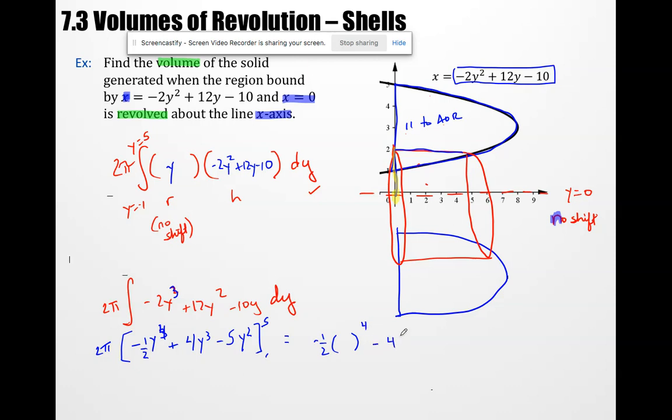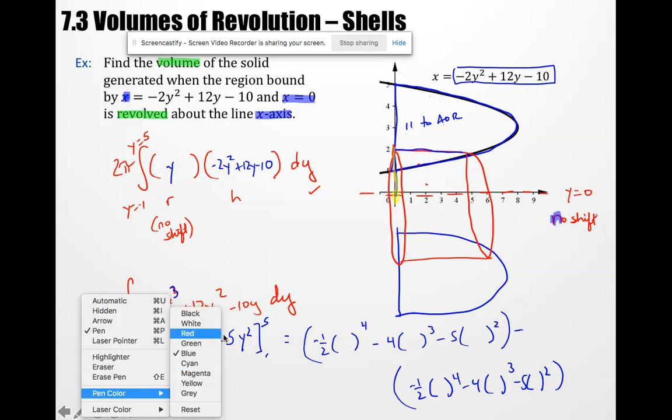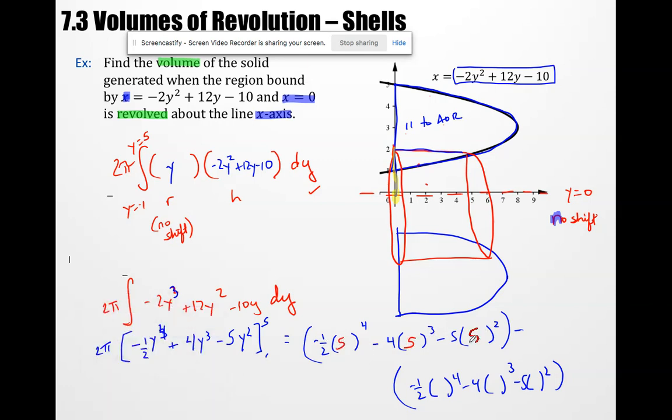Well, this is kind of gross, huh? I'm just going to tell you that what you get was 128 pi. If you rounded, 402.124, if I can read my writing right.